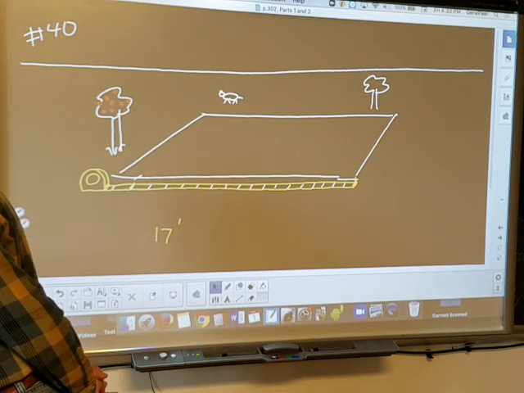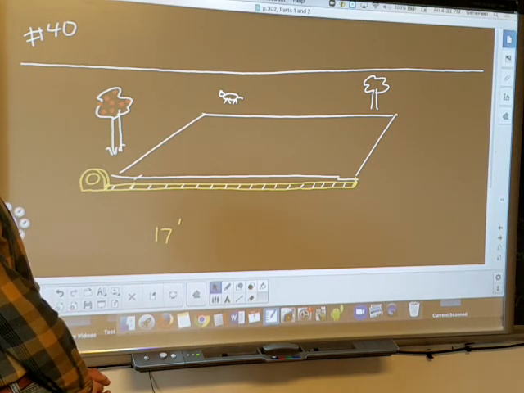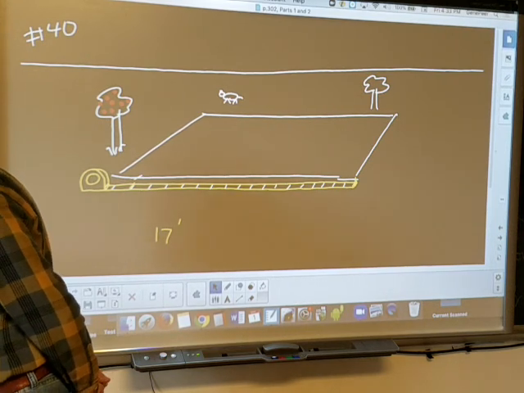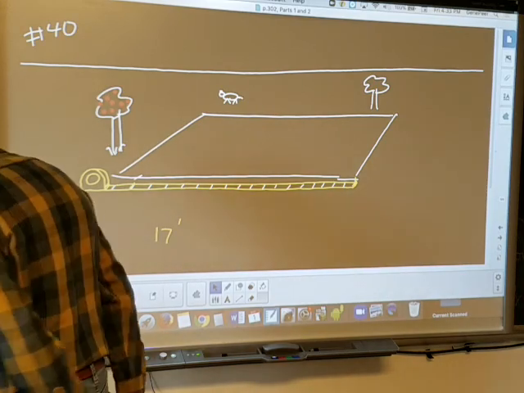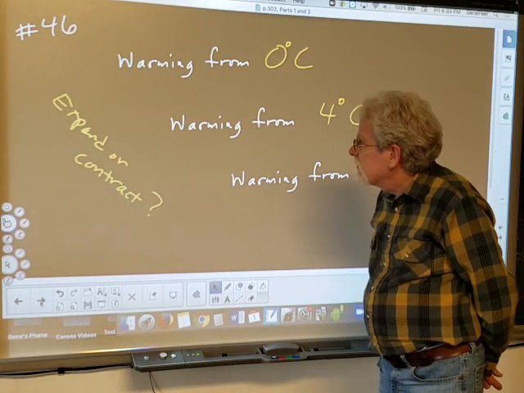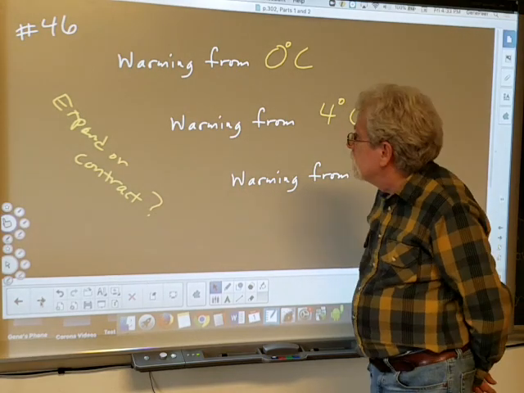Moving on to number, I'm lost, number 42. Suppose that water is used in the thermometer instead of mercury. Okay, so we've got water in the thermometer instead of mercury. It's not going to work very well.